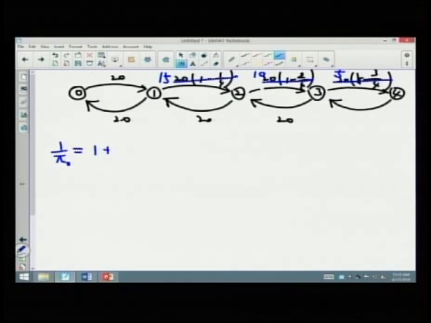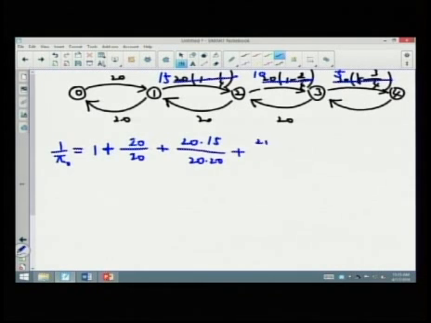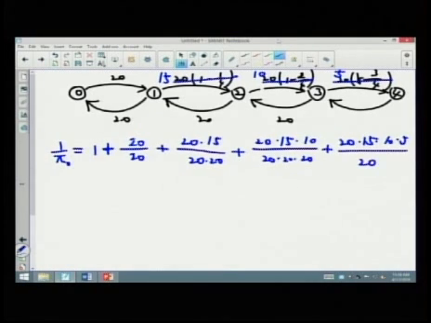So we are able to use this streamlined version of the balance equation, which is 20 over 20 plus 20 times 15 over 20, 20, right? 20, 15, 10, over 20, 20, 20, right? Multiply those. And then 20, 15, 10, 5, over 20 to the fourth power. Is that right?